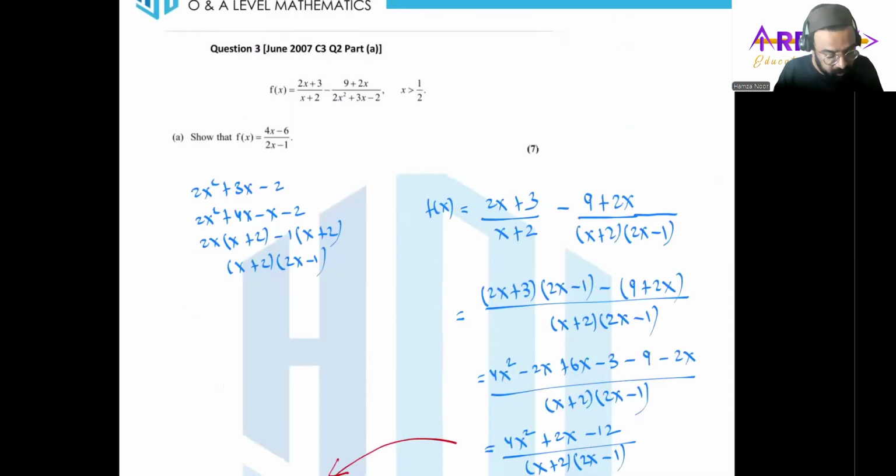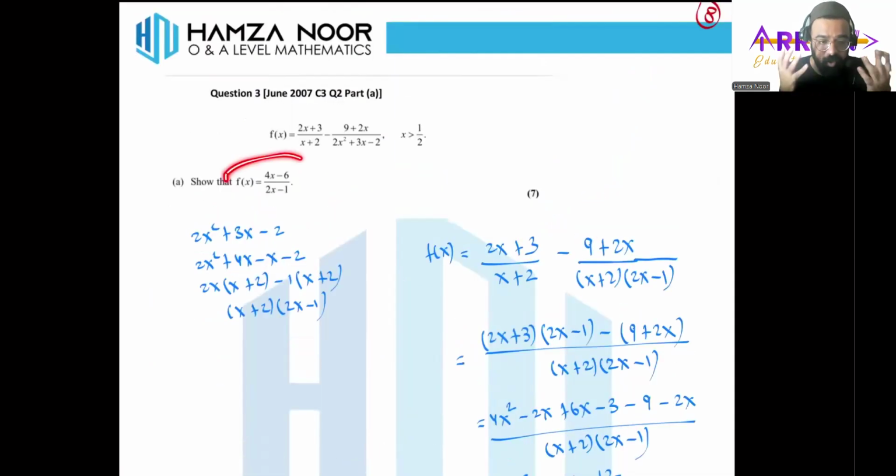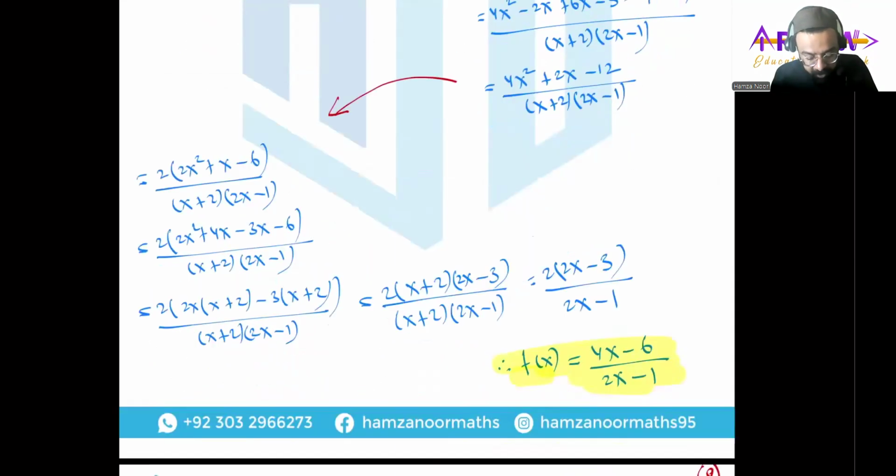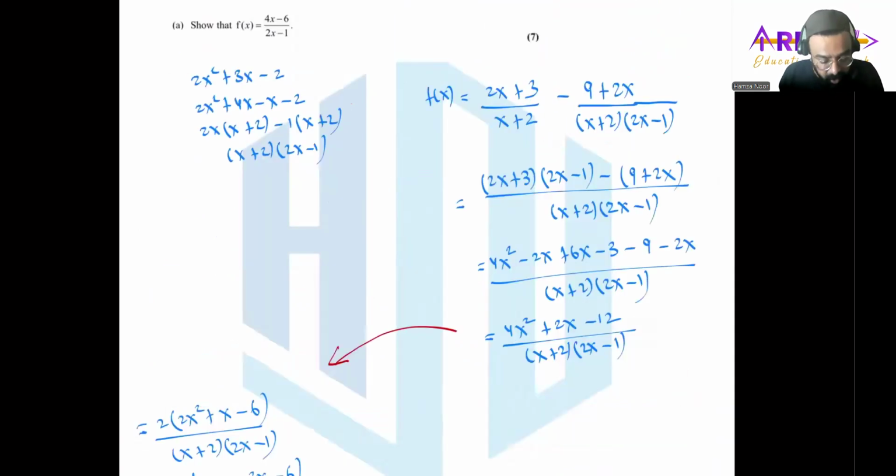So what we need to do, we need to show f(x) in a particular form, in a required form. So we are just going to multiply the numerator. Okay, we are going to expand the numerator. So 4x minus 6 divided by 2x minus 1. This is supposed to be your answer.